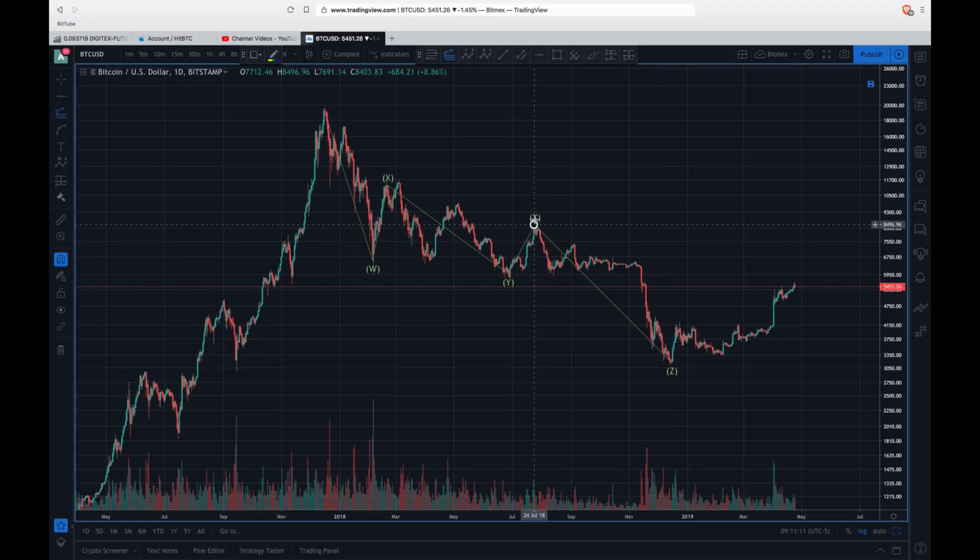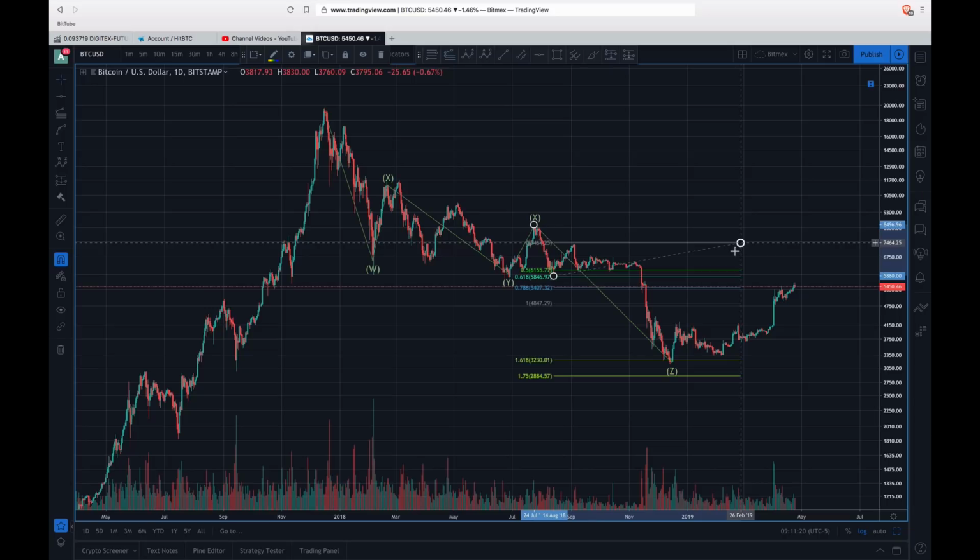Now, the way I look at it is, when you have an A, B, you do a fib extension from the A to the B, and you can project where the C could go, and look where the C hit to the tick. High probability zone, 1618, right in this zone. This just happens to line up with all those fib targets I was just showing you a second ago.